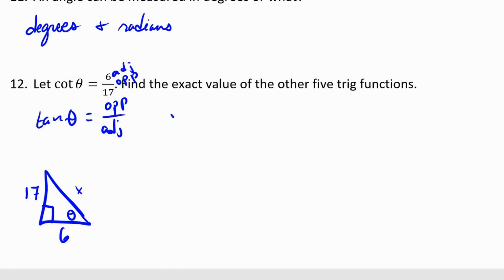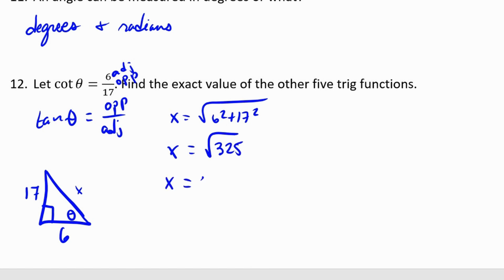So then x is going to be the square root of 6 squared plus 17 squared. So x will be the square root of 325. And we can simplify that to say x equals 5 times the square root of 13. So we know that this is 5 square root of 13.